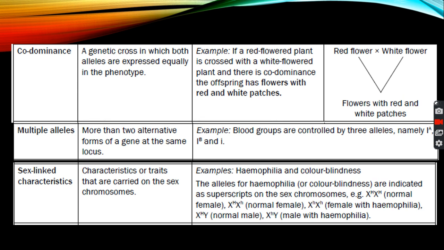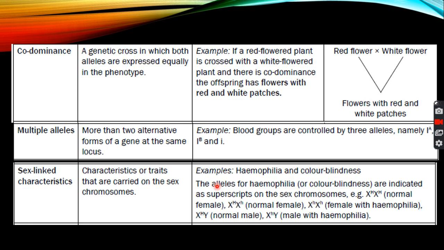You find that the child understands the crossing A to Z, but then the learner is confused with the sex-linked diseases. We'll get into that as well. So sex-linked characteristics are the characteristics or traits carried on the sex chromosome, for example, hemophilia and colorblindness.